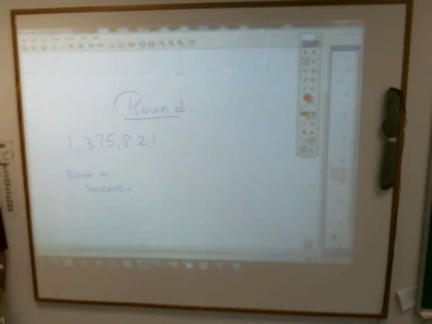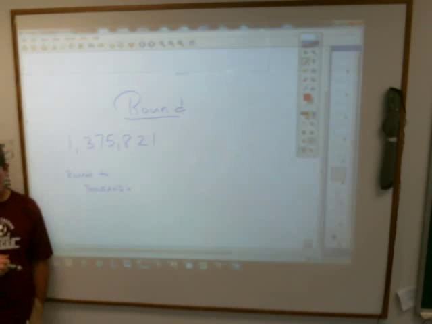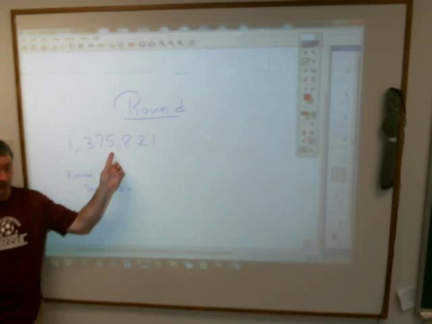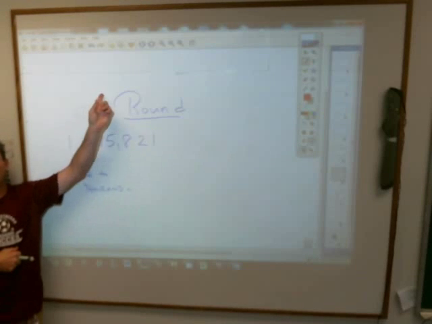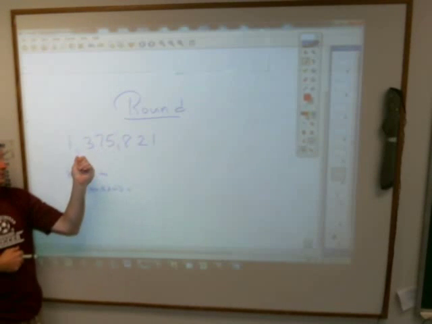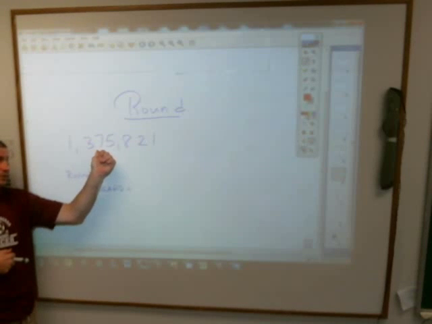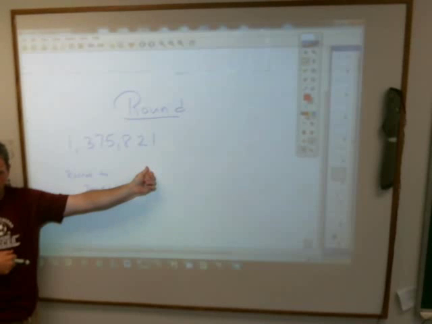You're rounding just to get, sometimes you don't need exact numbers, just close enough. Rounding to the nearest 1,000. Grace, round that number to the nearest 1,000. What's the first thing you look at? What number's in the thousands place? This 5. So your two choices are either this number is going to stay the same or you're going to round up to a 6. So your choice is either 1,375,000 or 1,376,000.